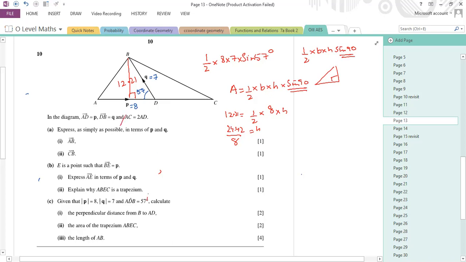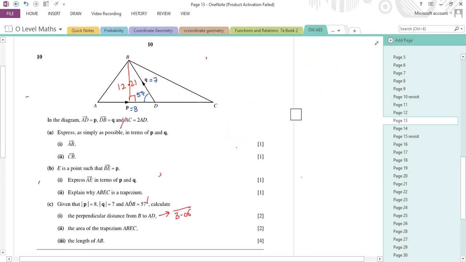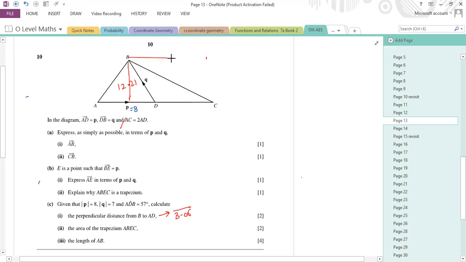So this BD is actually 3.05 or whatever. Okay, three significant figures we have given the answer. Area of trapezium ABEC. Now, you've got the height. I just remove this thing, I don't need it. It is asking you the area of this trapezium.